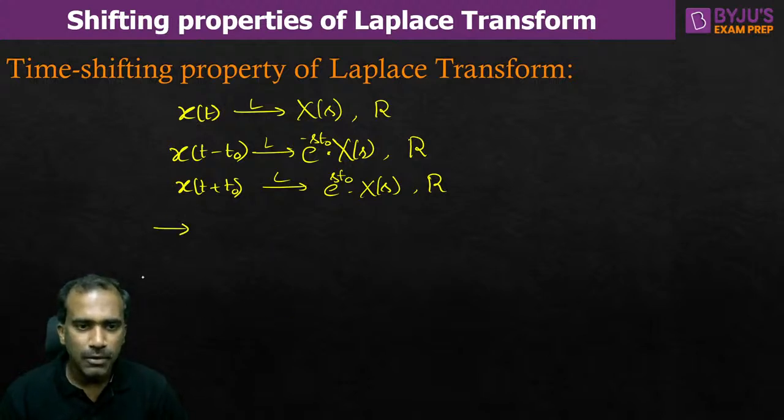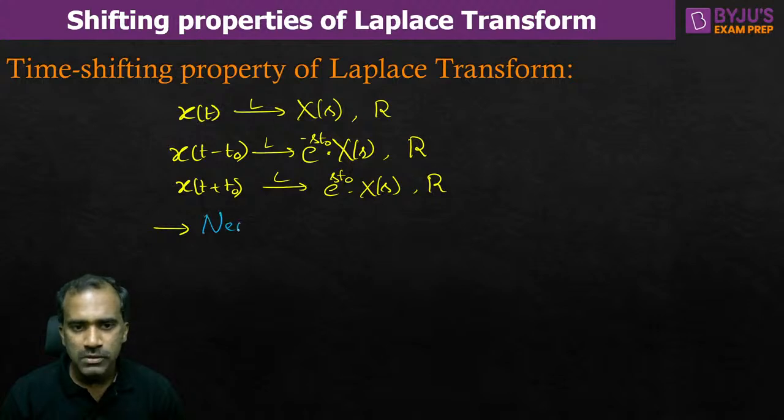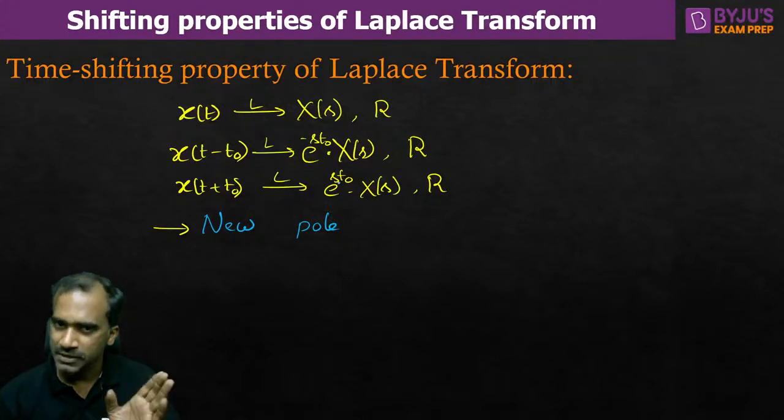Let me write an important point that we have observed here. What are the new poles that are created? Only one pole will be created. Because if it is -t0, then it is e power -s t0 here, and because of that, -infinity is the pole that is created. When it is plus t0, plus infinity is the pole that is created. Only one of the poles is created, either plus infinity or -infinity, not both of them.